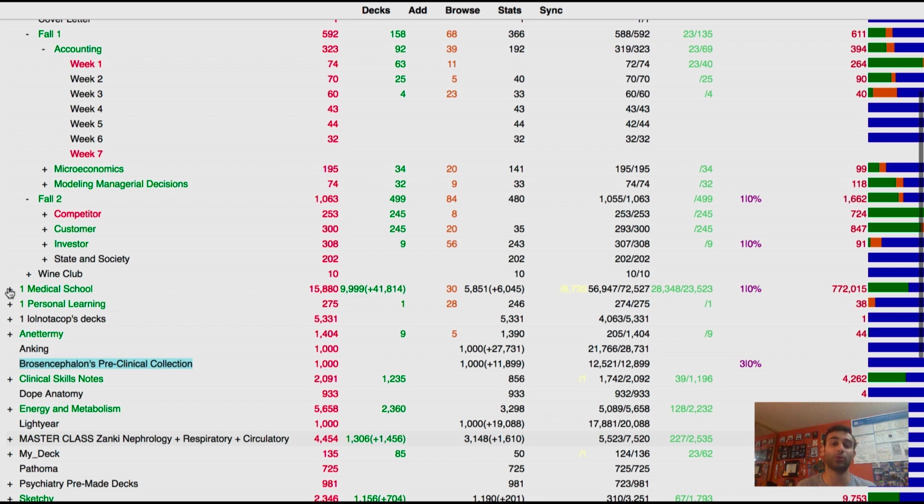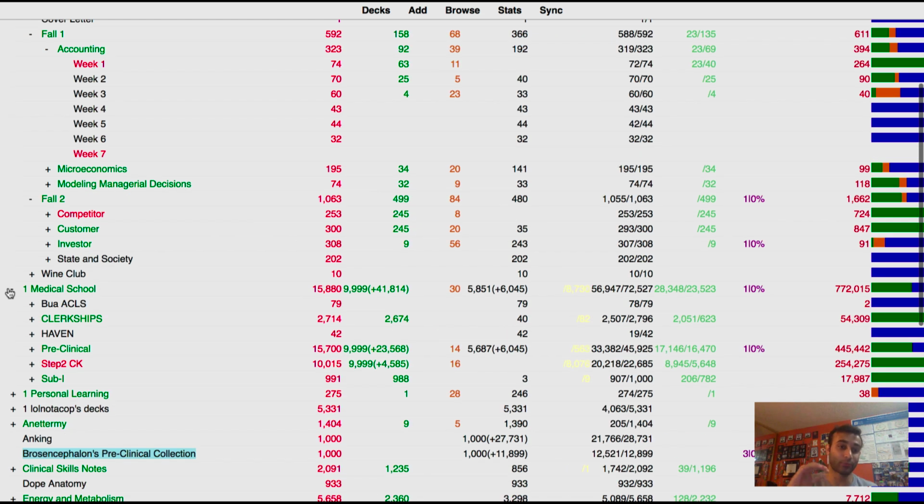In my medical school decks, I have it broken down by preclinical, clinical, and then I also have things related to step one and my sub-I. So you'll see here, clerkships are related to my clinical aspect. When I was in the hospital, I was making flashcards related to things I was learning in the hospital. Haven is our free clinic. So you'll see that I also have flashcards related to the free clinic because I have things that I learned there that I want to absorb.